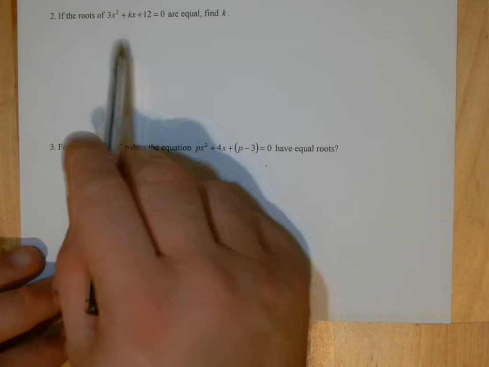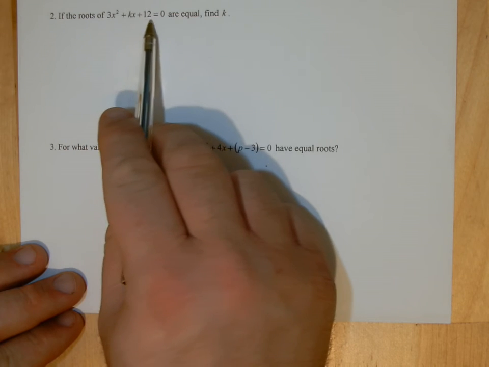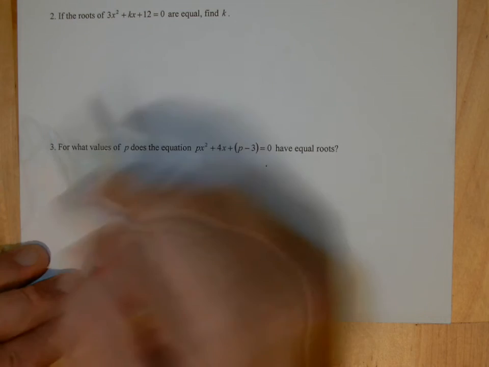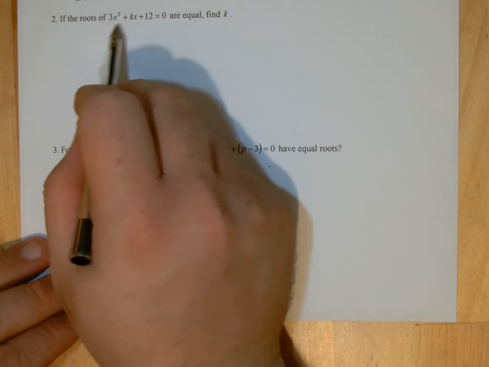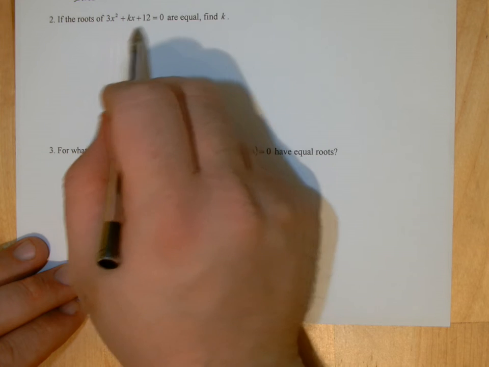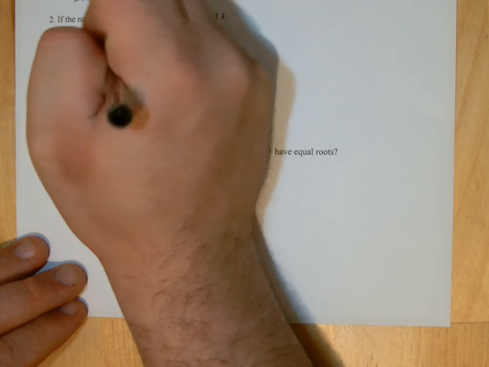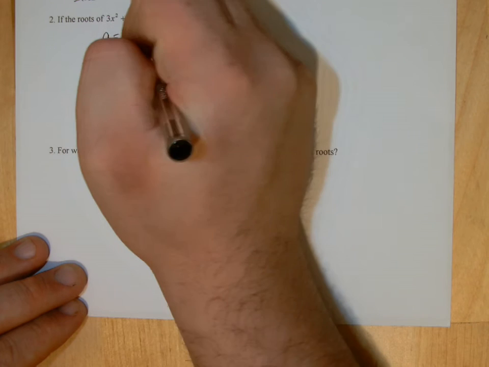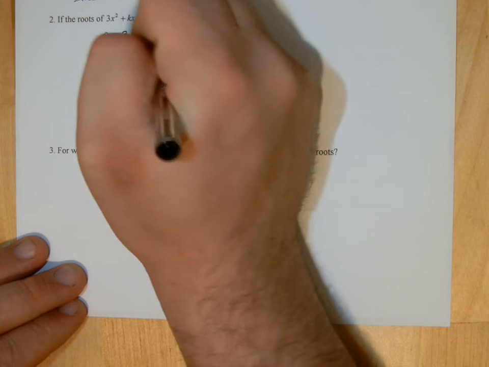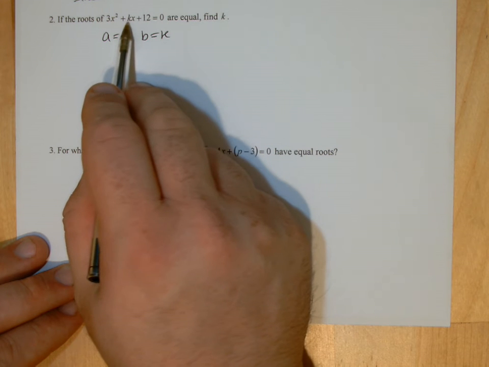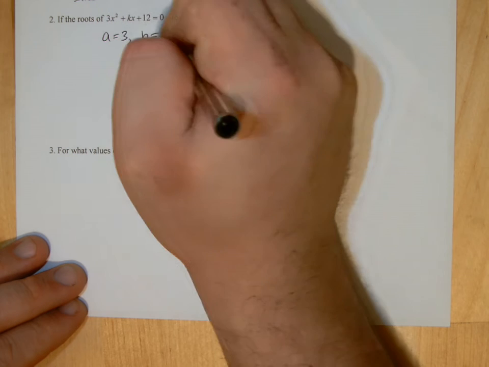Question 2: if the roots of 3x squared plus kx plus 12 equals 0 are equal, find k. Alright, so remember, the first thing we need to identify is what a, b and c are equal to. In this case, a is equal to 3, the value in front of the x squared. b is equal to the value in front of the x, which is k. They haven't given us a number, they just said it's k. And c is that constant at the end.